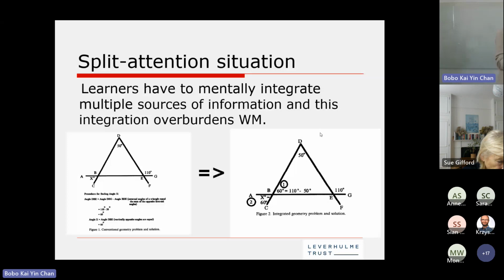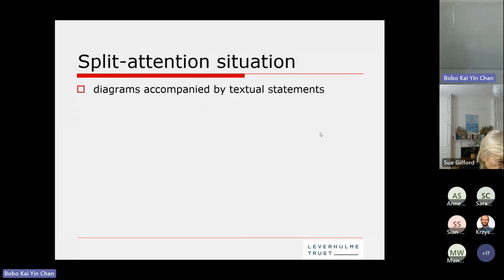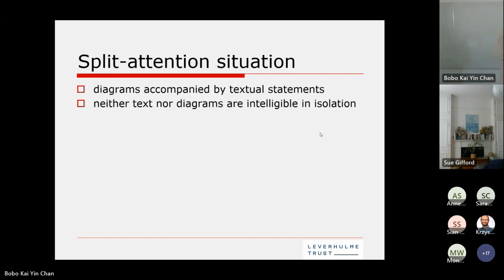Some of these examples led to the idea that this is a source of extraneous cognitive load that needs to be reduced in this way. There were a lot of studies on this so-called split attention effect in cognitive load theory. There are many of these split attention situations, for example, typical ones like that shown with the diagram with some textual statements, in a case where neither the diagram nor the text is intelligible on its own. So they need to be related.